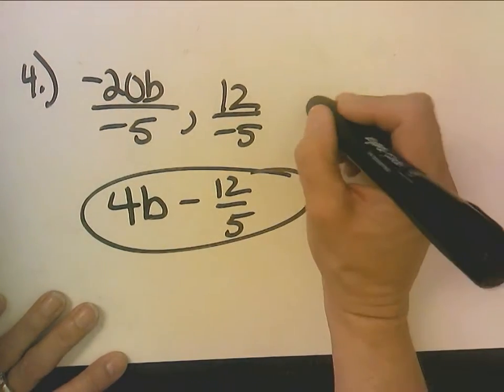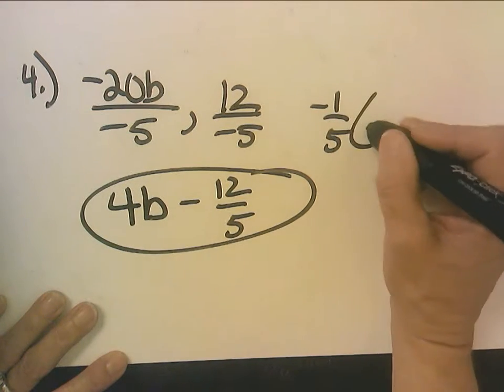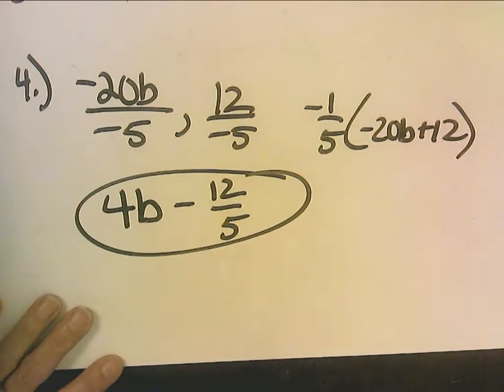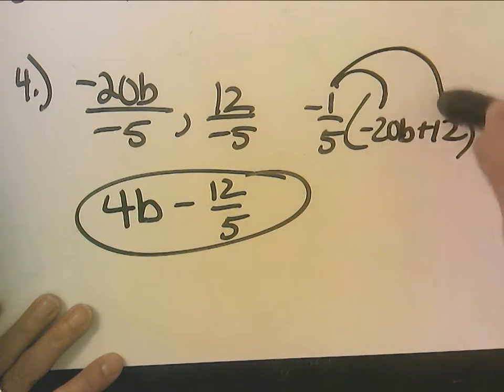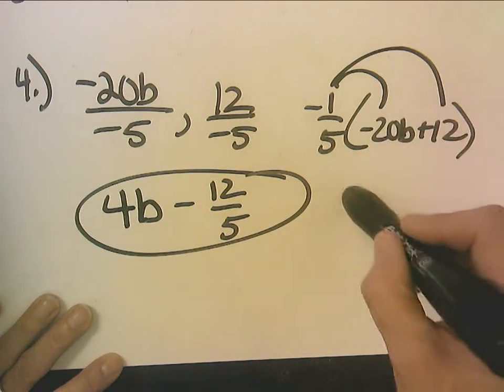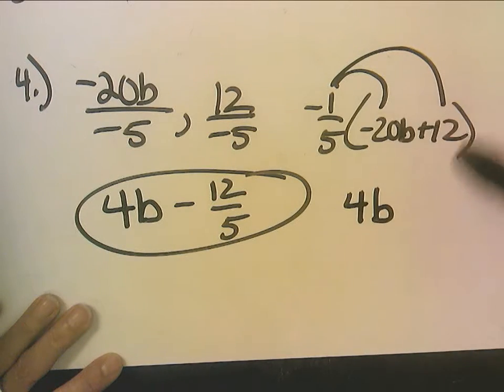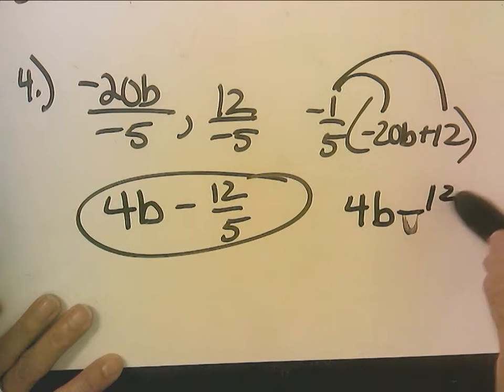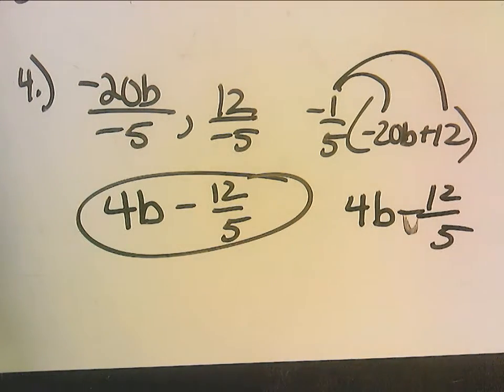Or I could have said grandma's negative 1/5, and we're multiplying negative 20b plus 12. And again, this way just emphasizes the sign. Negative times negative is positive. Negative times positive, whoops, is a negative. Okay, so now turn to page 36, and we're going to go over some word problems.